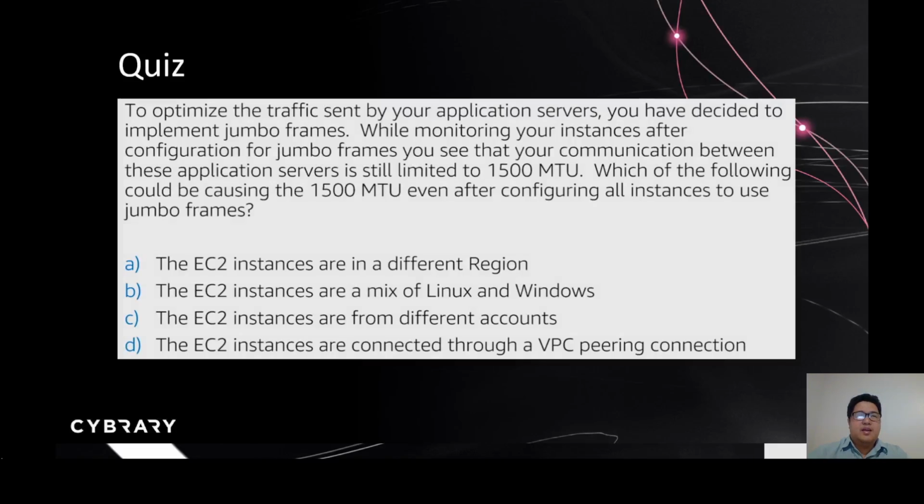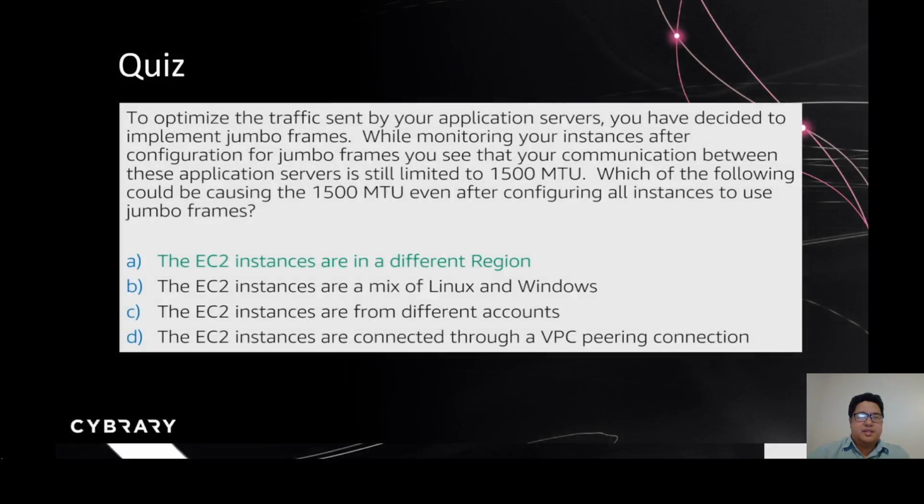Quiz. To optimize the traffic sent by your application servers, you decide to implement jumbo frames. Which of the following could be causing the 1500 MTU even after configuring all instances to use jumbo frames? The answer is the EC2 instances are in a different region. As we have discussed earlier, they are in a different region.